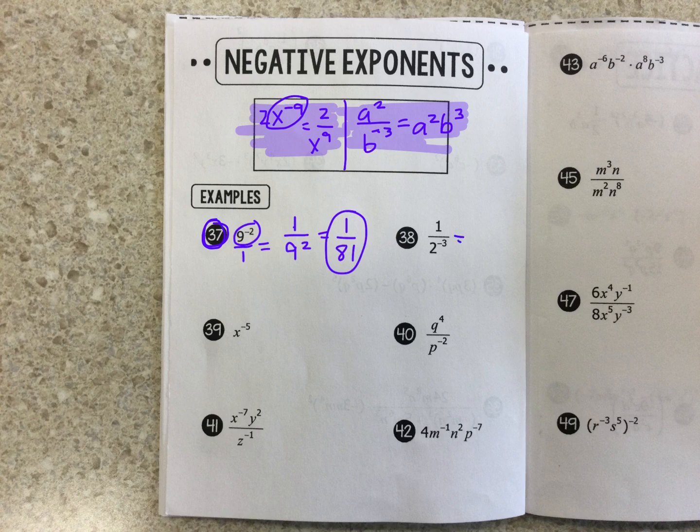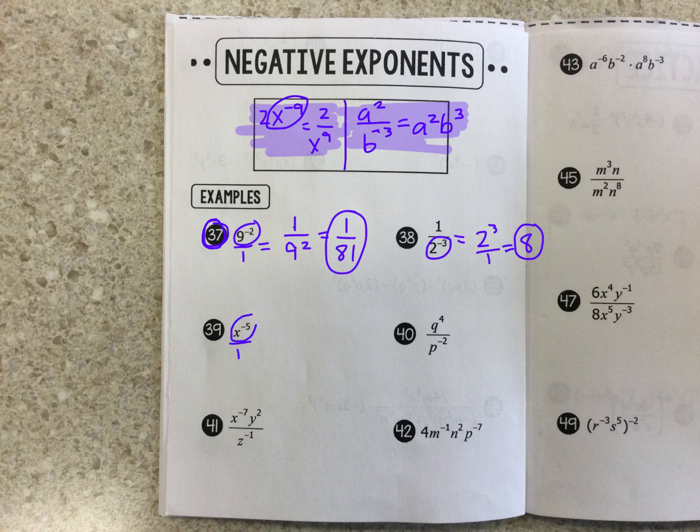This one is very similar. That's illegal, so it's going to go to the top. But then 2 to the third, I can do that math. 2 times 2 times 2 is 8. And that's your final answer there.